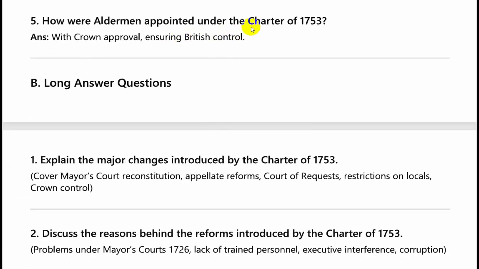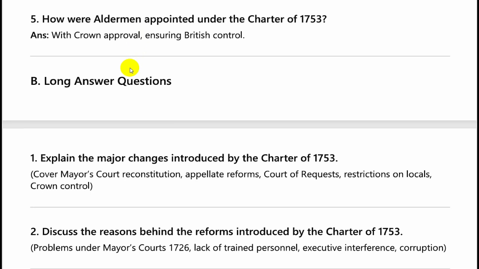However, aldermen appointed under the Charter of 1753, this was with the Crown's approval. Earlier, they used to be elected by the company, and these were rich individuals, either from Indians, Armenians and so on, Portuguese. Now, more preference was given to Britishers, and this was with the approval of the Crown, so that there would be more British control on the court system.